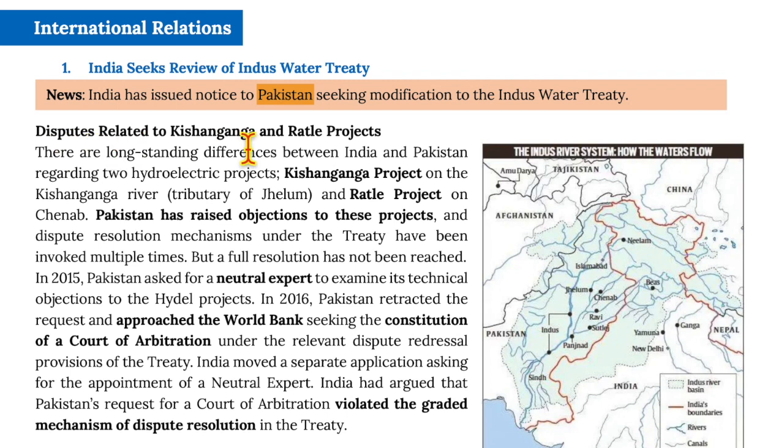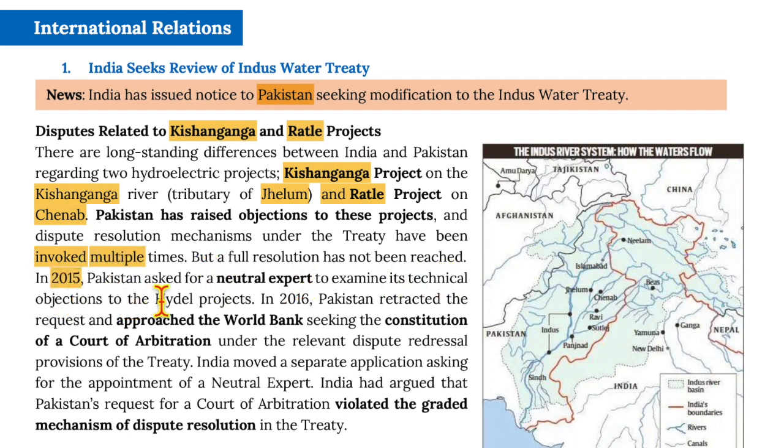Now, disputes related to Kishan Ganga and Rattle projects. There are long-standing differences between India and Pakistan regarding two hydroelectric projects, that is Kishan Ganga project on Kishan Ganga River, which is a tributary of Jhelum, and Rattle project on Chenab. Now, Pakistan has raised objections to these projects, and dispute resolution mechanism under the treaty has been invoked multiple times. But a full resolution has not been reached.